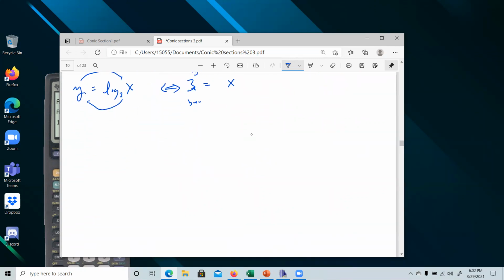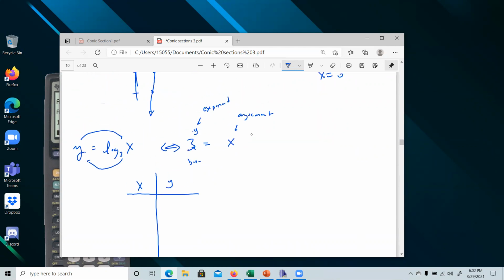So our first step: write an equivalent exponential form.